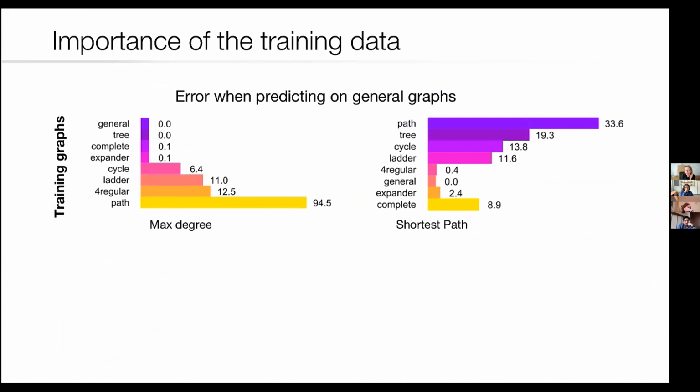If we train on just very specific classes of graphs and look at how they do on general graphs, you get very different performance. This is not surprising, because some of those classes of graphs have all the same degrees, for example, so they look very regular, or they are a path. In a path, you could just predict the shortest path by counting the number of nodes. So it's very hard to figure out the correct function then.